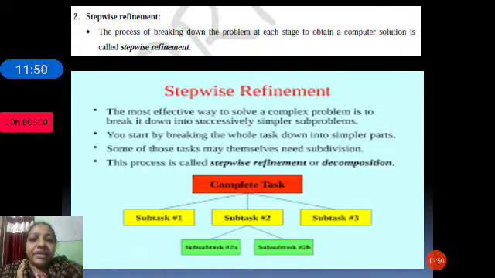For example, A was divided into B, C and D. B was divided into E and F. So now for E we will write a computer based solution. For F we write the steps required. For B we write the steps required. Like that we solve the entire problem. That type of approach is called stepwise refinement.